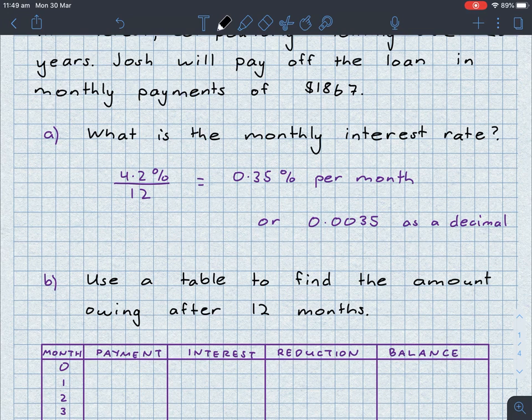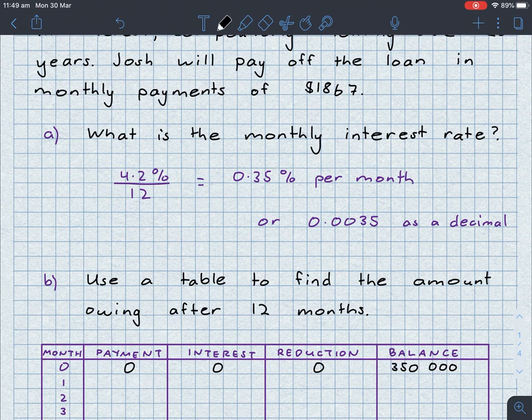So we always start with a 0 row in these tables. So before we've actually started the month, we haven't paid anything, no interest earned, nothing has come off the loan, and we're just starting with our $350,000 that's been borrowed. So we add that row in because now we're going to use that to work out the row for month number 1.